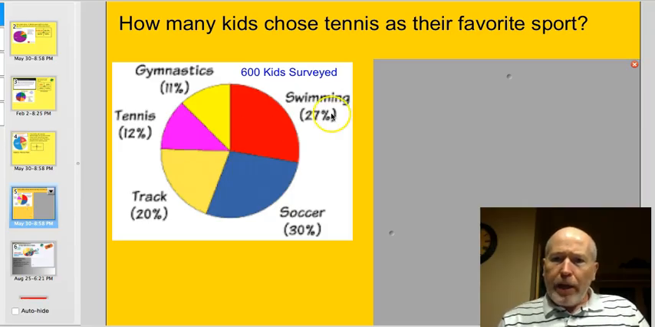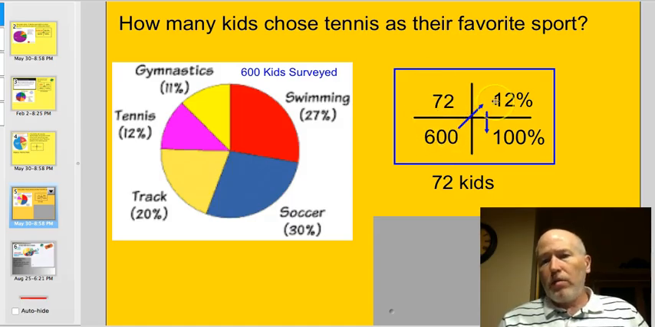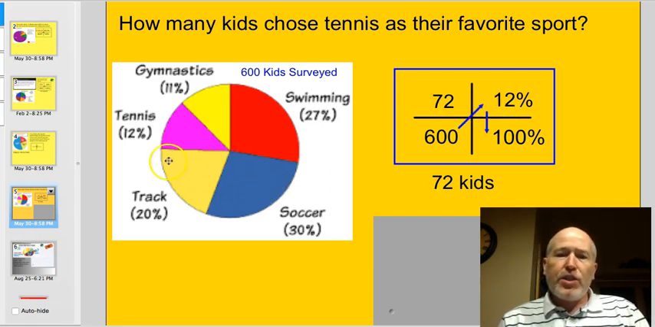Well, if you did it right, you set yourself up a little box here. We had 12% of the kids chose tennis out of 100. So how many out of 600 is that equivalent to? 600 times 12, 7,200 divided by 100 is 72. 72 kids chose tennis as their favorite.